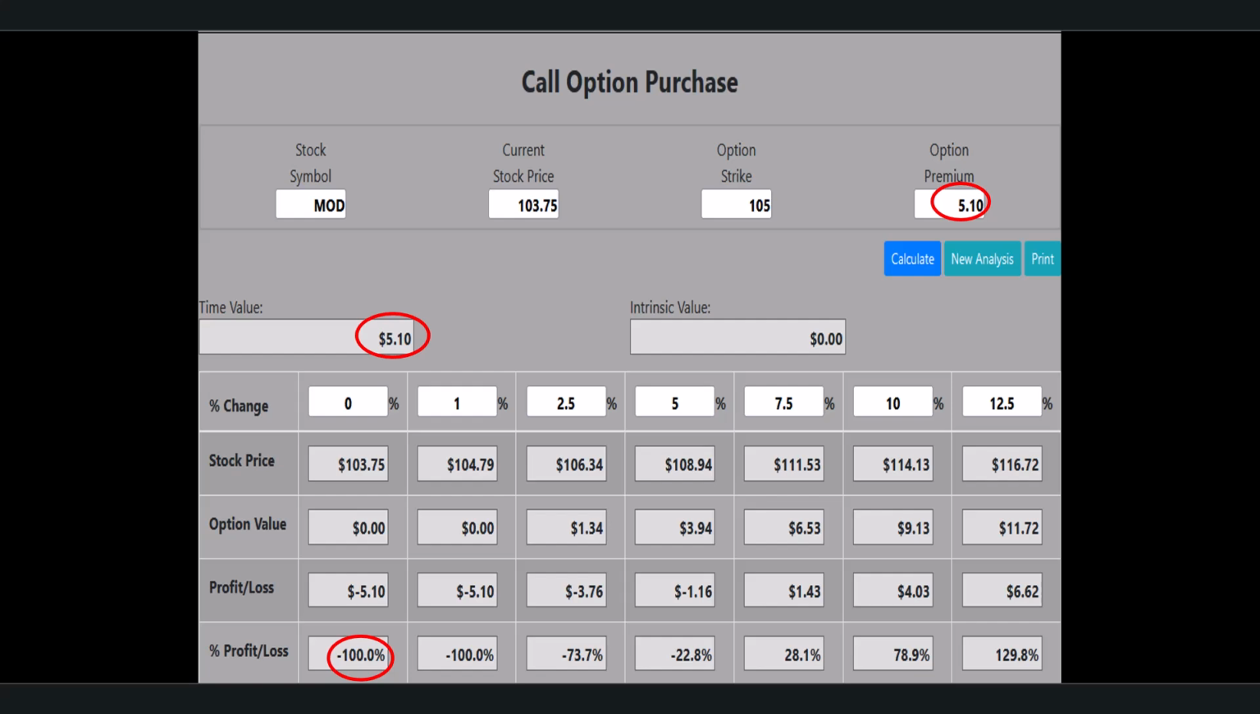We can see that if the MOD stock price is flat at 103.75 at option expiration, the 105 call will lose 100% of its value. Ouch! This is an unacceptable risk. That kind of loss can wipe out our trading account in a hurry.